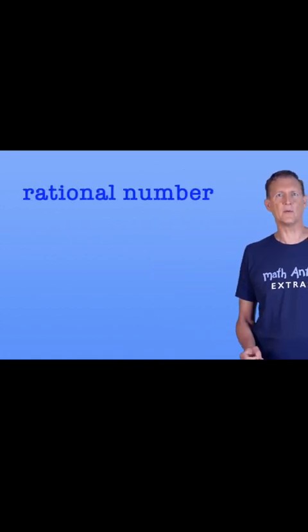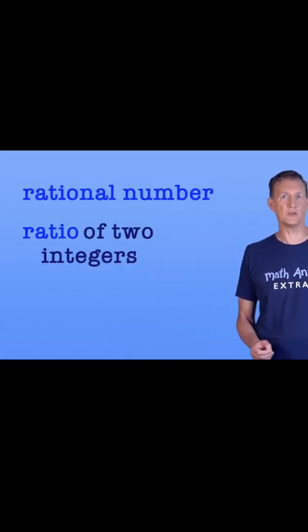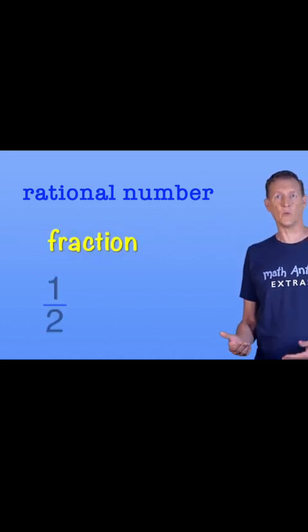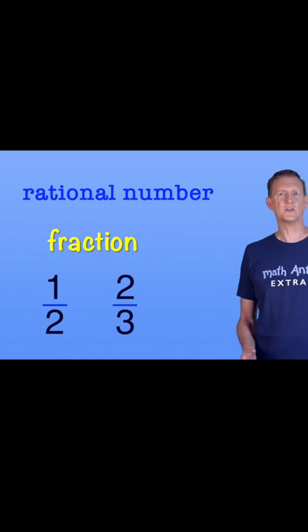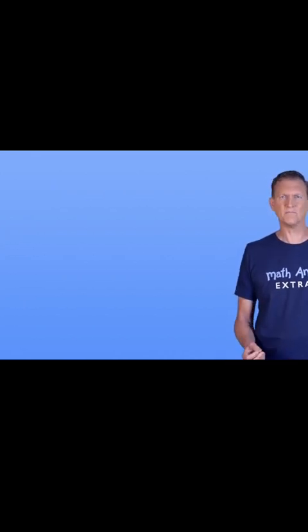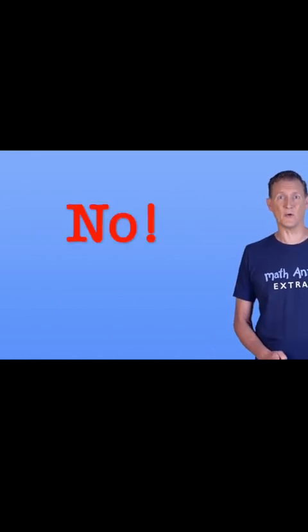Let's watch it. To understand what an irrational number is, it helps to know what a rational number is. A rational number is any number that can be written as a ratio of two integers. Does that sound familiar? A ratio of two integers is a fraction, like 1/2 or 2/3. So any number that can be written as a fraction is a rational number. But can't all numbers be written as a fraction? Surprisingly, the answer is no.